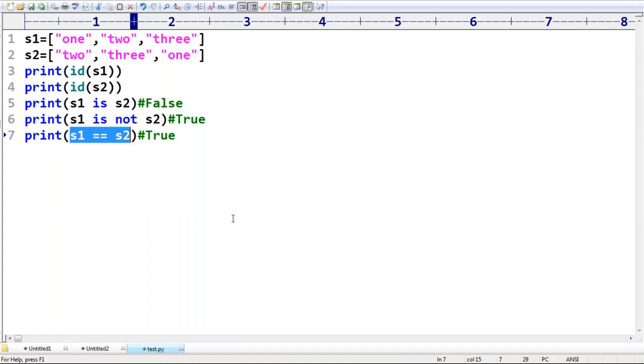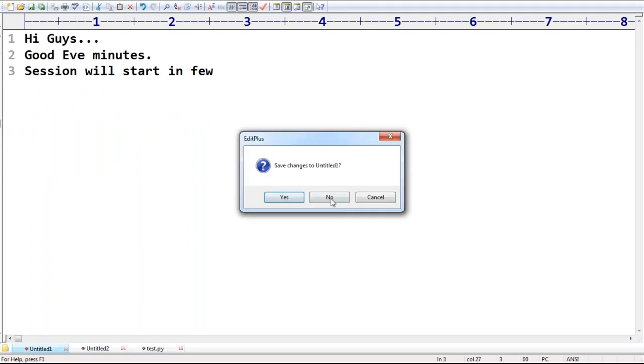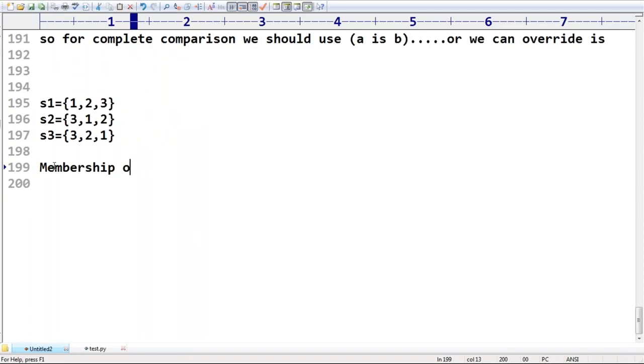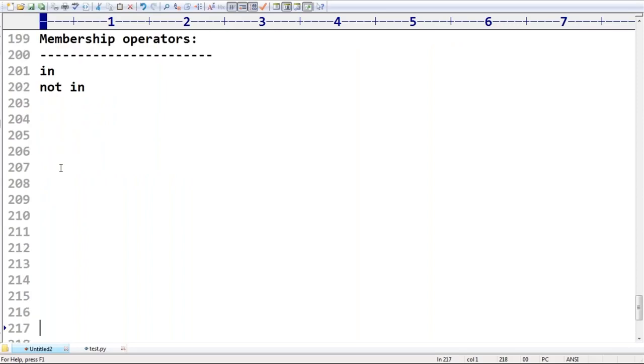Okay, that's all. This is about the list of double equal and identity operators, right? Now, what is the next thing we have to talk about? Membership operators. The most commonly used operators are these, to check whether a particular member is available or not. For that, we use the in operator and the not in operator. These are the two operators we are going to use. Very, very simple.